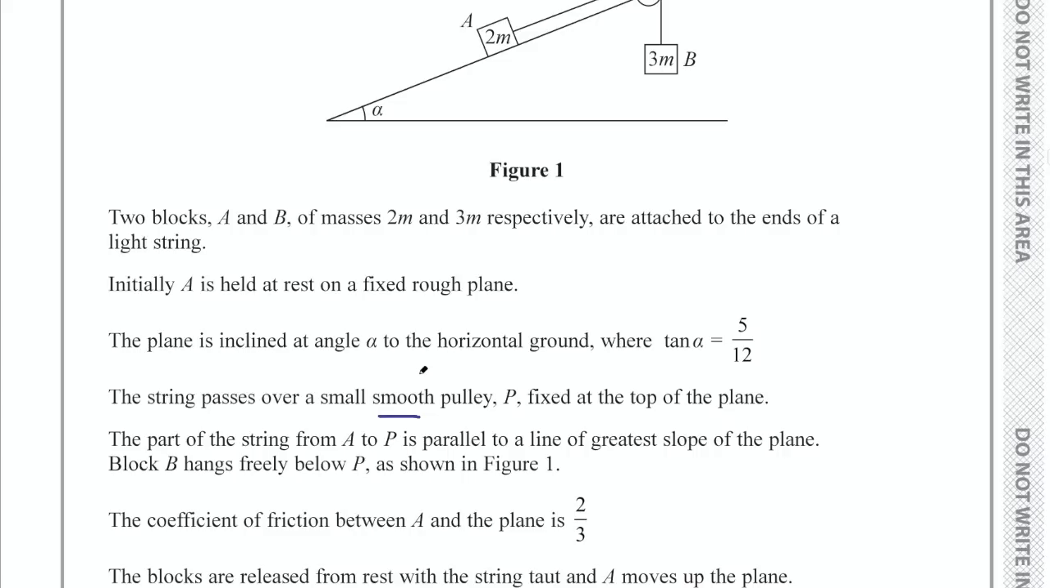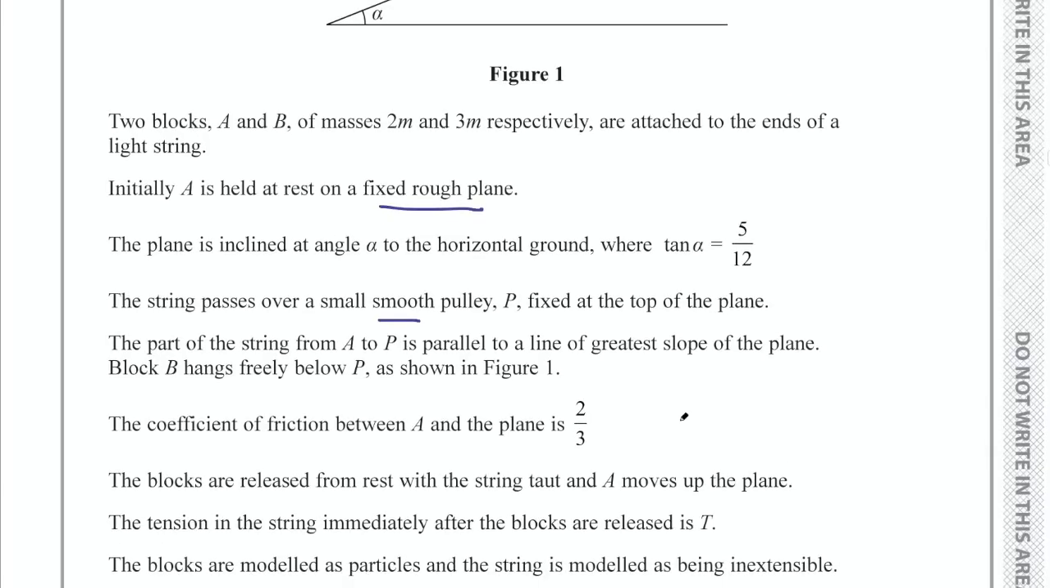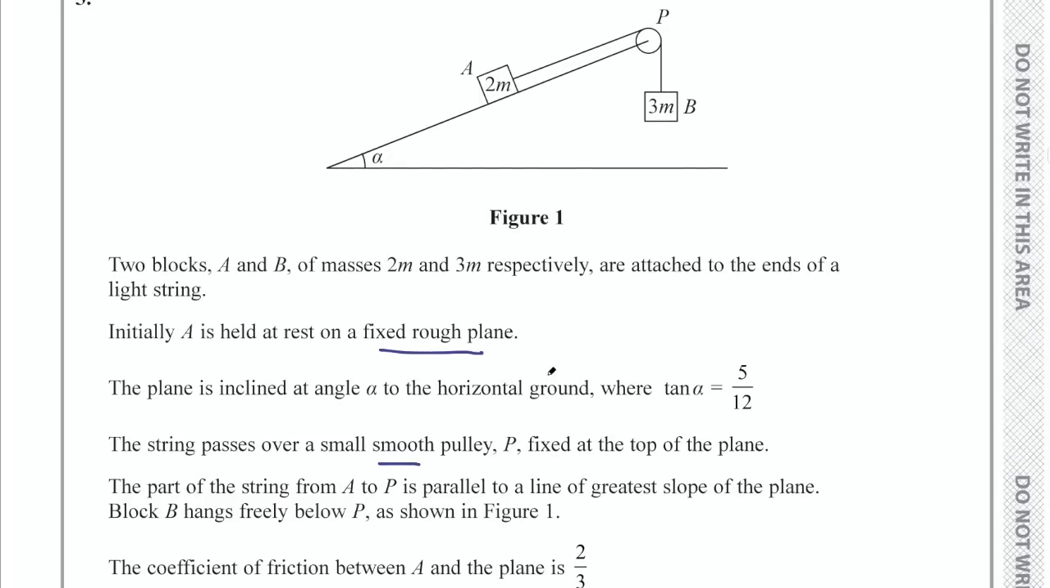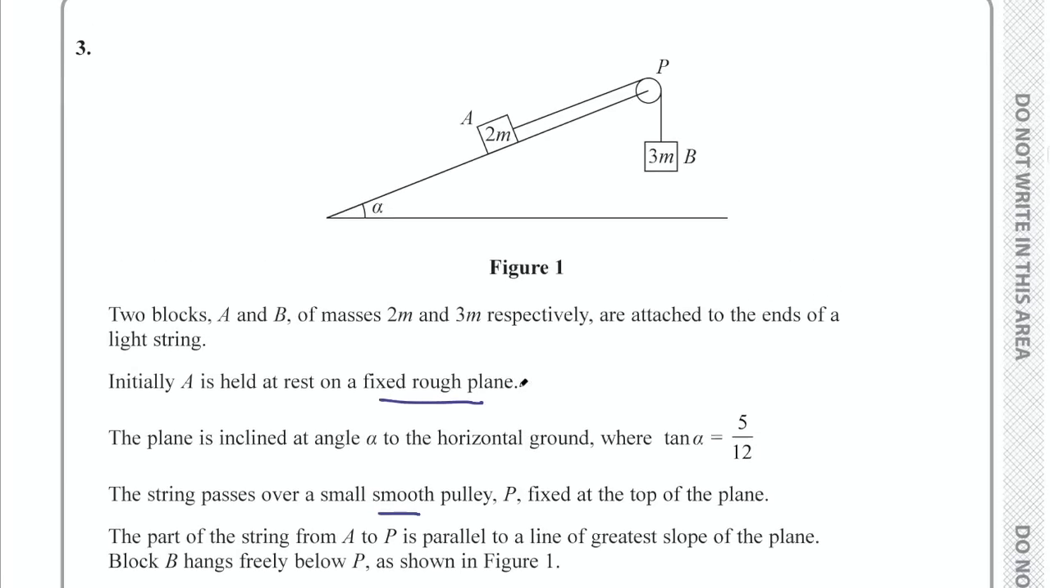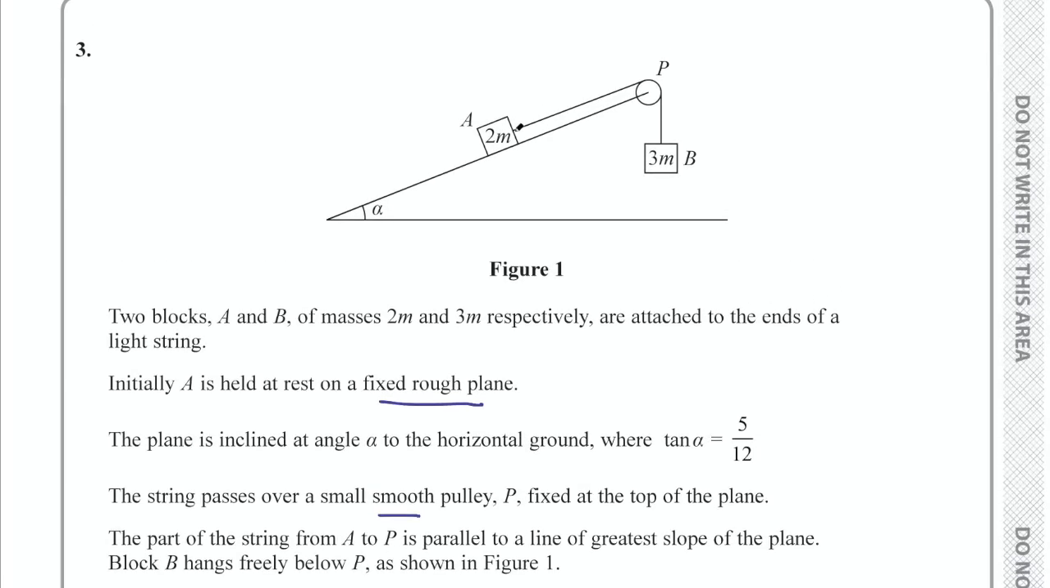Okay, so a couple of things to note. So we're assuming this plane is a rough plane and we have a coefficient of friction. So we do have to consider friction here. And also the pulley is smooth, so there is no friction around the pulley. The string is inextensible, so the tension force is going to be the same at where it's pulling on A and also where it's pulling on B. So that's nice. We can assume that is the same at both points.